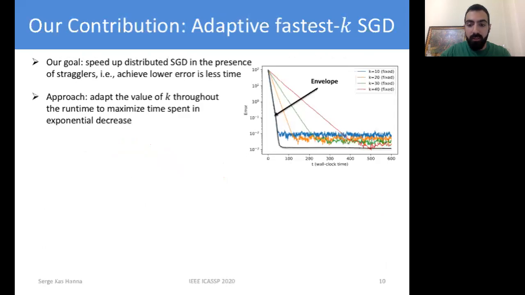Our contribution here is a novel algorithm, which we call adaptive fastest k SGD. The main idea is to adapt k throughout the algorithm to maximize time spent in the exponential decrease. This in turn will maximize the convergence rate.